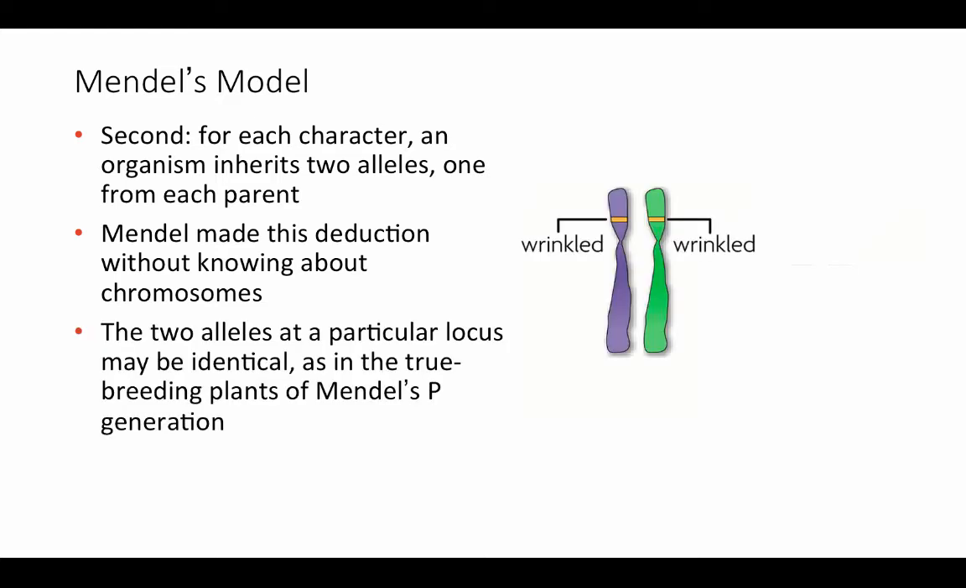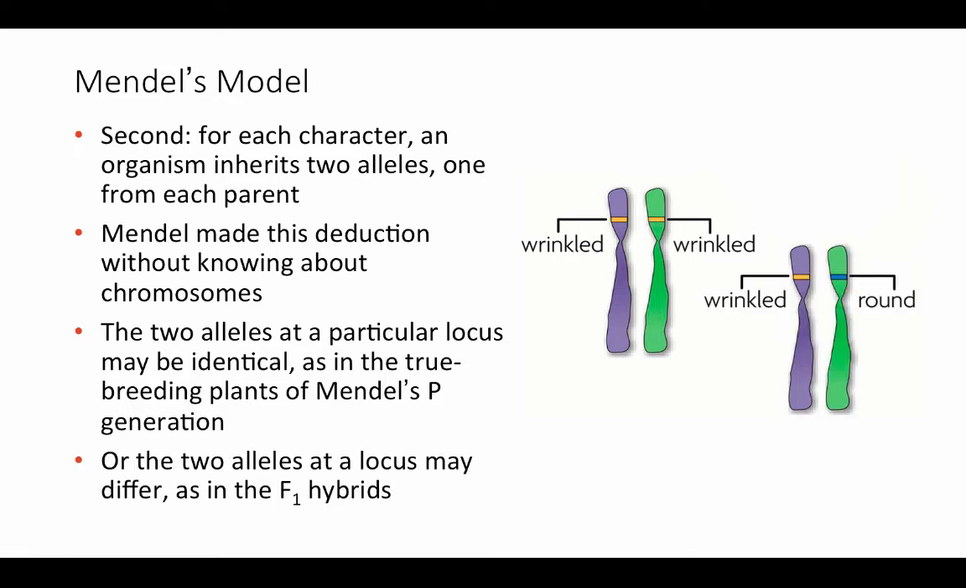So we now know that the 2 alleles at a particular locus may be identical, as in the true breeding plants of Mendel's P generation. So here we've got our 2 chromosomes with this equivalent locus on each of the homologs where the 2 alleles reside, and in this case, this is one of the true breeding varieties. It's going to have a wrinkled allele on both chromosomes. Or the 2 alleles at a locus may differ, as in the F1 hybrids. And we know that the F1 hybrids must have had 1 of each allele because they could have only gotten 1 allele from one parent and they could have only gotten the other one from the other. So we know that it has both.